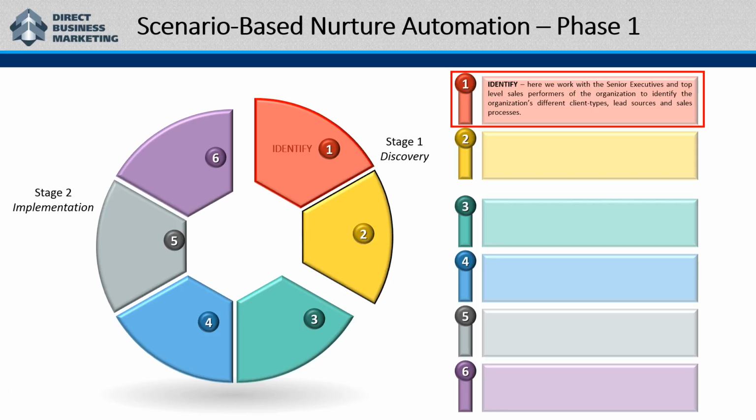But we found that by not writing this down, most organizations don't fully understand how to plug the holes on where the leads are falling out. And that's the first thing we need to do, is identify. So we're going to take this phase by phase, talking about our two stages. Again, the discovery stage, then the implementation stage next, after we talk about all the discovery stuff. But the first thing is to identify. Again, here we work with top-level executives, the business owners, and the top sales performers to identify certain nuances of that process.